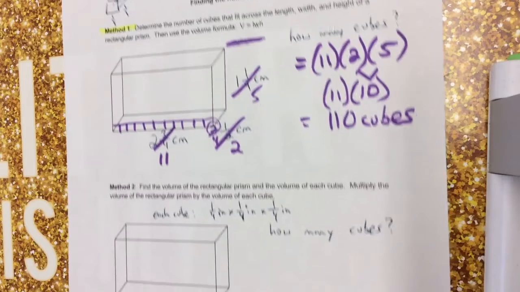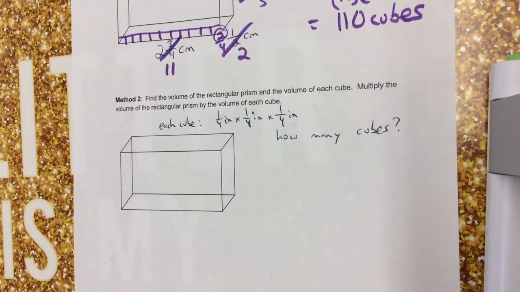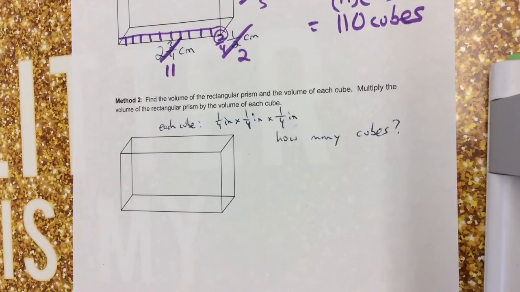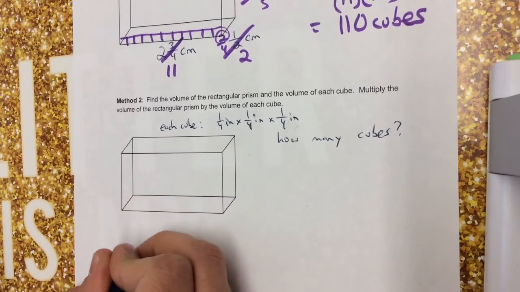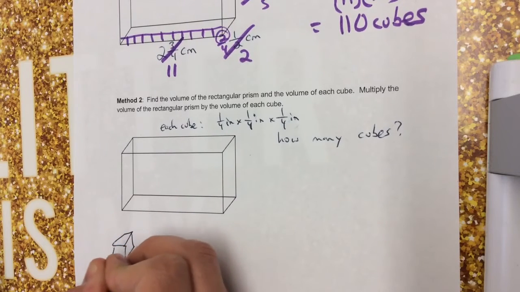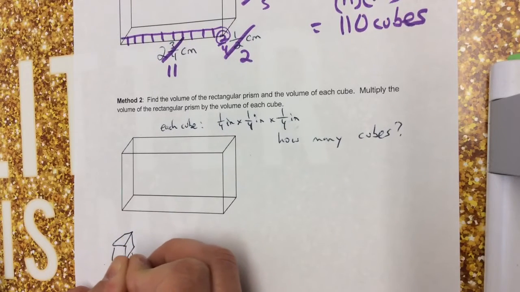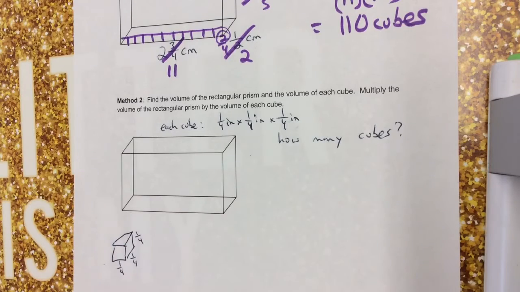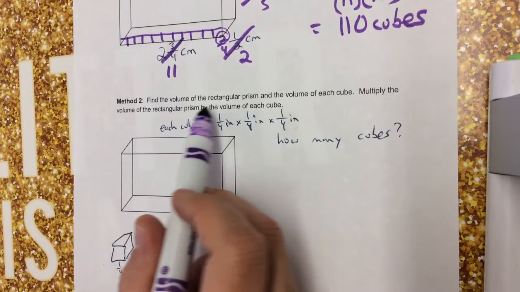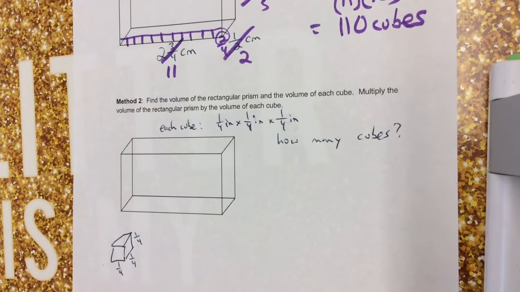What about method two? A little more involved, but this one works really well with the fractions here. Okay, so I have each cube worth 1/4 by 1/4 by 1/4, just like we've done before. I'll draw it again really quick for you guys. So we've got 1/4 by 1/4 by 1/4. So you have that visual right there. Okay. So find the volume of the rectangular prism and the volume of each cube.